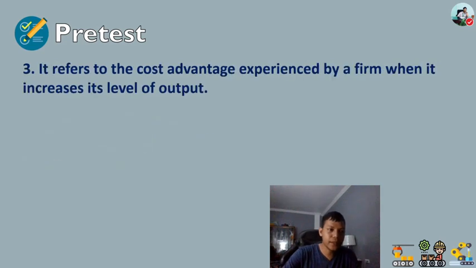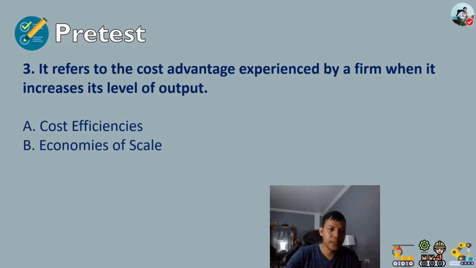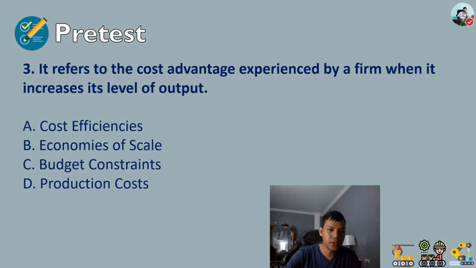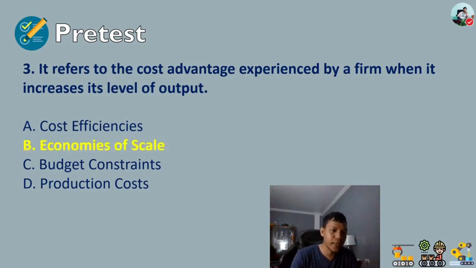Let's proceed to question number 3. It refers to the cost advantage experienced by a firm when it increases its level of output. A. Cost efficiencies, B. Economies of scale, C. Budget constraints, or letter D. Production cost. The moment the business or firm increases its level, what do they call this cost advantage experienced? So the answer for number 3 is letter B, economies of scale.